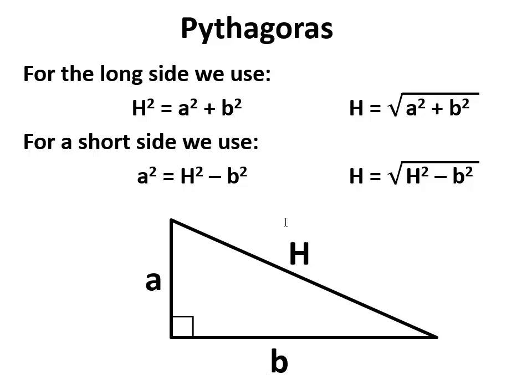If we want a long side, then we need to add to get a big number, because h has got to be bigger than a plus b. If we want the short side, then we use the subtraction, because a must be less than h. So we need to take away something from the h squared. After that, just care to put it in your calculator and not forget to take the square root at the end.